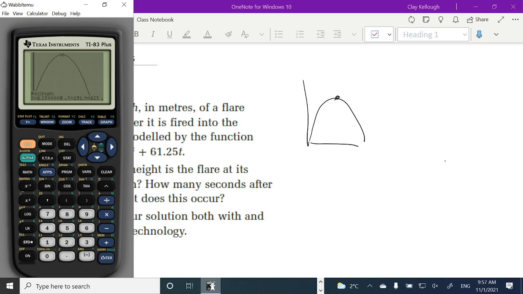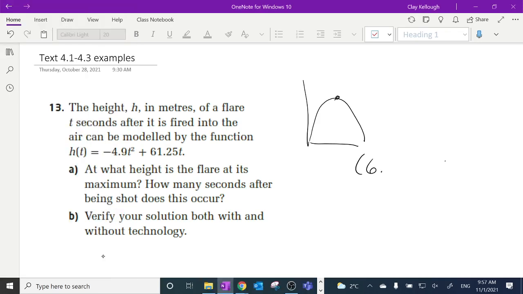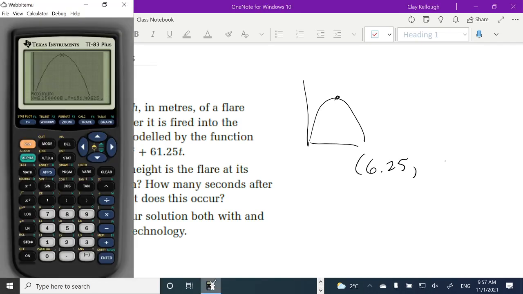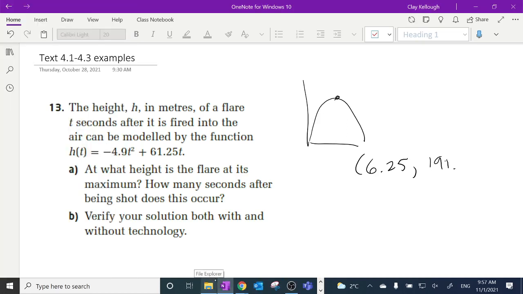We have ourselves a maximum at x equals 6.25, comma, and 191.40625. I'll just ignore all those decimals. So what do those two numbers mean?